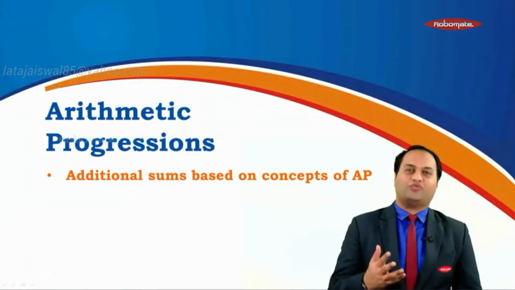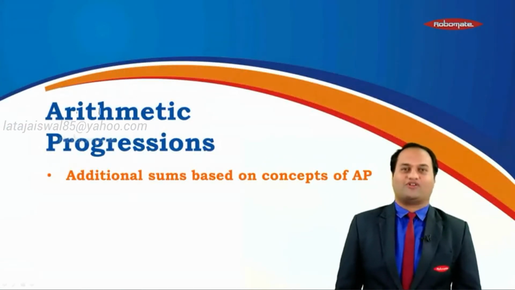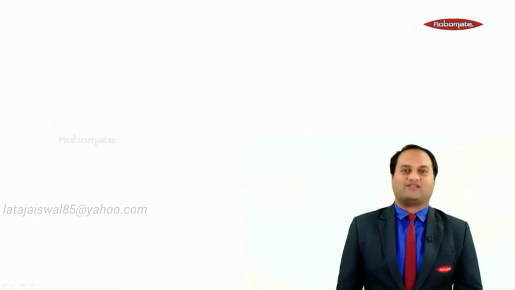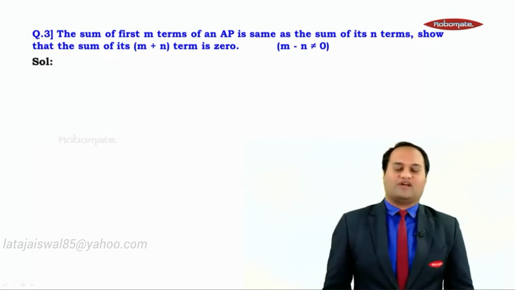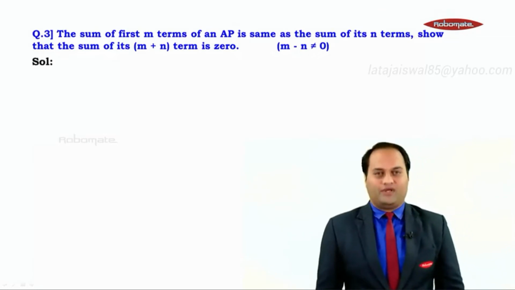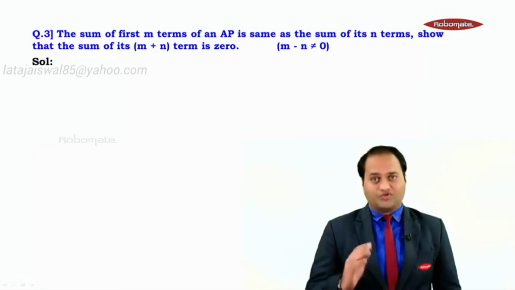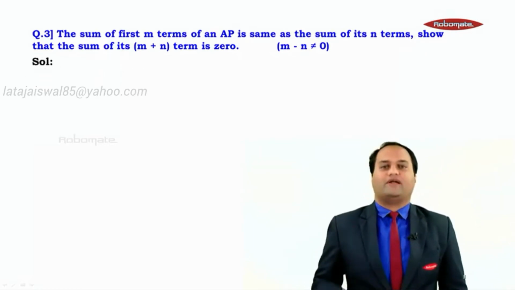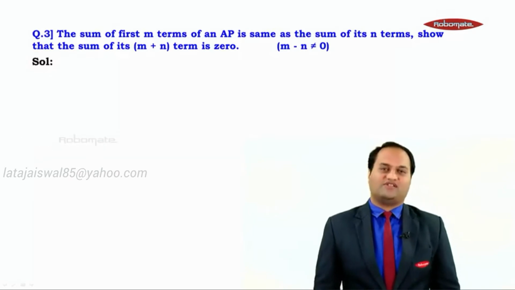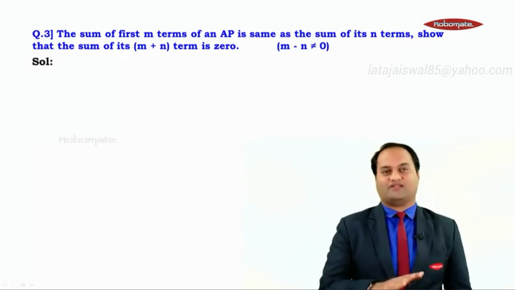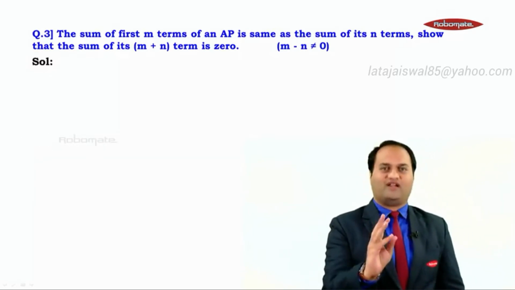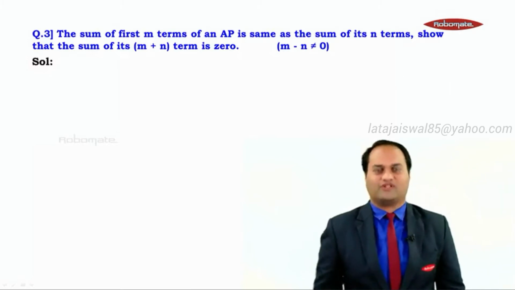Let's see a few more additional sums based on the concepts of AP. The next sum is: the sum of first m terms of an AP is the same as the sum of first n terms. Show that the sum of its m plus n terms is 0, and it is given that m minus n is not equal to 0. Why this condition is given, we will understand once we do the sum.